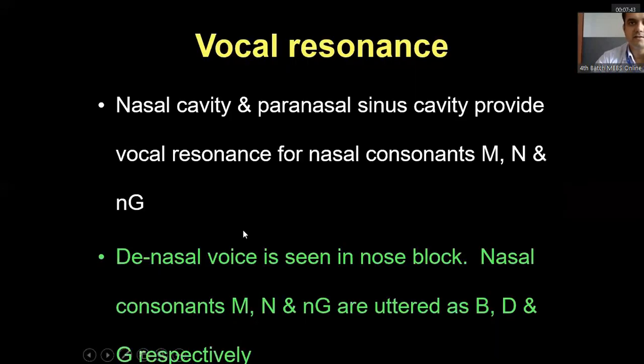Let us move to vocal resonance. The nasal cavity and the paranasal sinus cavity provide vocal resonance for nasal consonants like ma, na. Denasal voice is seen in nose block, and these consonants are pronounced differently, like ma is pronounced ba, na is pronounced da, and like that.